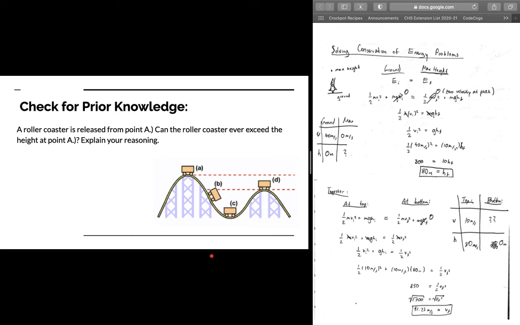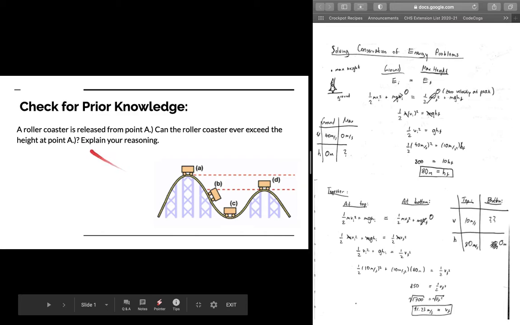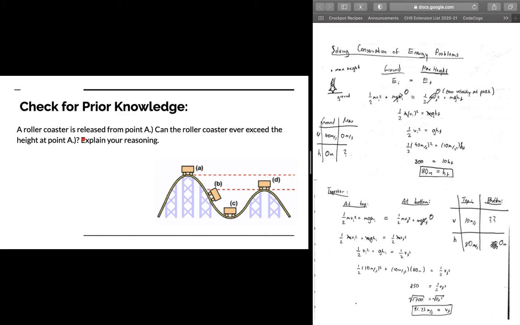All right, so today we are beginning our lesson on conservation of energy. Okay, so here's a quick prior knowledge question that you can complete as part of our bell work. A roller coaster is released from point A. Can the roller coaster ever exceed the height at point A? AKA, can the roller coaster ever go higher than the height established by this red line right here?